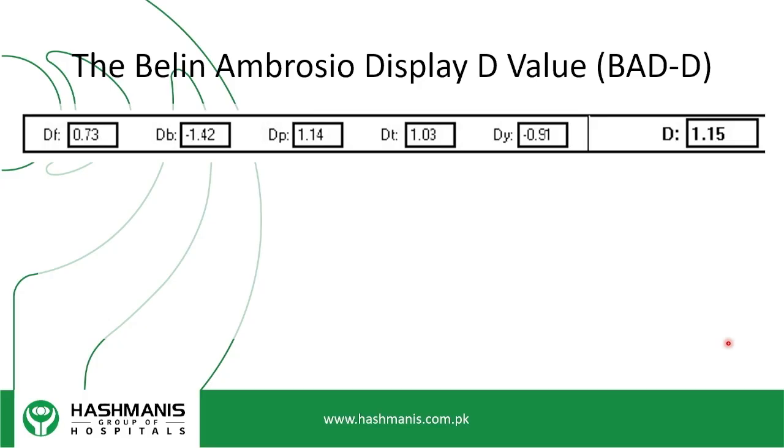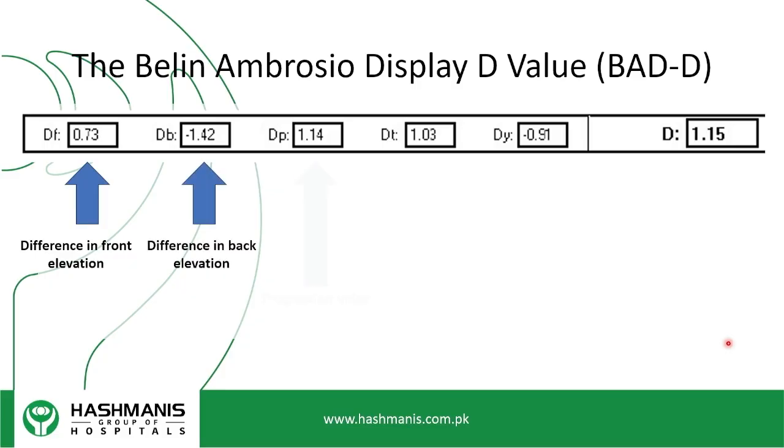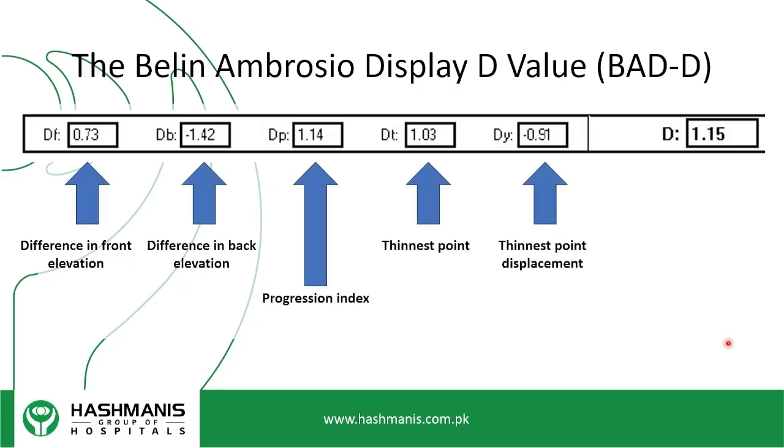Now, what does the Belin, the BAD-D that we keep talking about, actually represent? So these are standard deviation data. You've got difference in front elevation, difference in back elevation, progression index, thinnest point, and the thinnest point displacement. Now, all of these are standard deviations away from the normal. None of these, any of these, are predictors of ectasia. None of these can tell you if this is a keratoconus or not. The only value that has any predictive value is the final D.